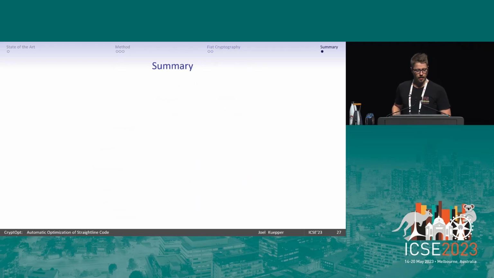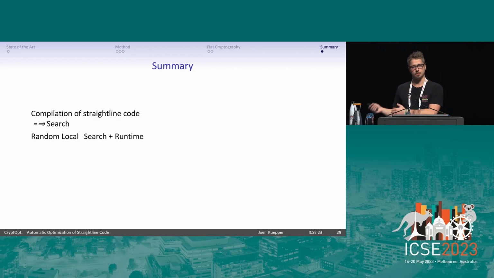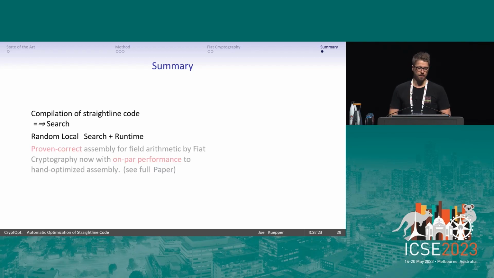Well, and yeah, let's quickly summarize. We turned the problem of compilation of straight line code into a search. We use a random local search heuristic and the actual runtime to find a local optima. And then this is sort of the full summary. We can now have a proven correct assembly for the field arithmetic that we get from field cryptography, now with on-par performance to hand-optimized assembly, which we can read up in the full paper.